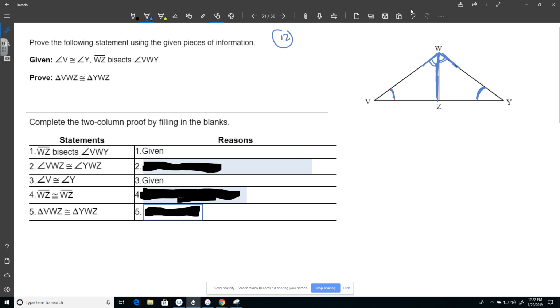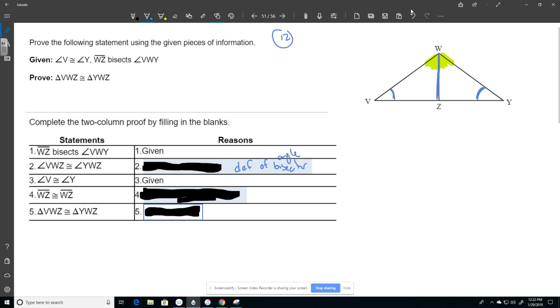That's given. Then it tells me that VWZ, which is this angle right here, is the same as YWZ. So these two angles are the same. The reason I know that is because this line cut the big angle in half. That's the definition of an angle bisector. It cuts the angle in half, so these two are the same.